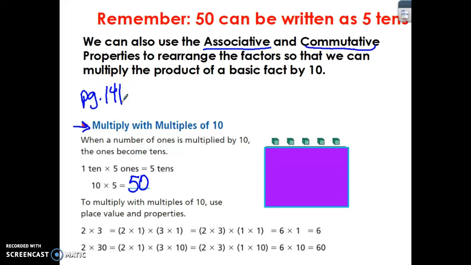Okay. The next part says to multiply with multiples of 10, use place value and properties. So 2 times 3 is the same as 2 times 1 times 3 times 1. And if I change who I'm hanging out with, which is the associative property, this can mean 2 times 3 times 1 times 1, which is 6 times 1, which equals 6. So when I look at the bottom one, 2 times 30, 2 times 1 times 3 times 10, because this is 2 and this is 30. So I still have 2 times 30.